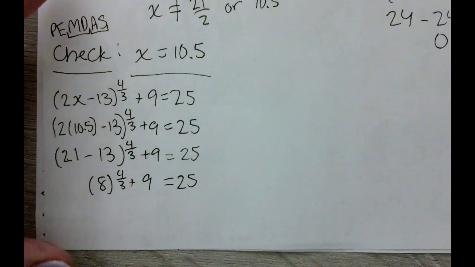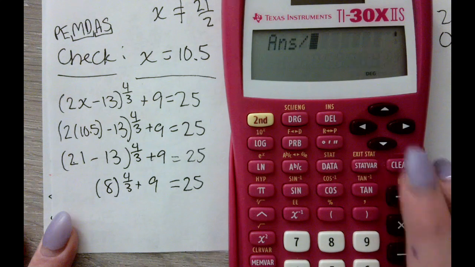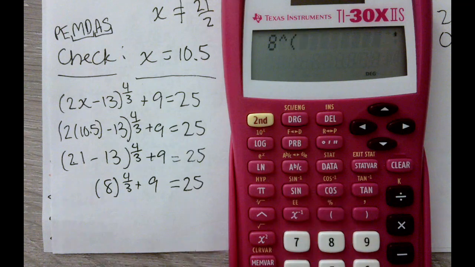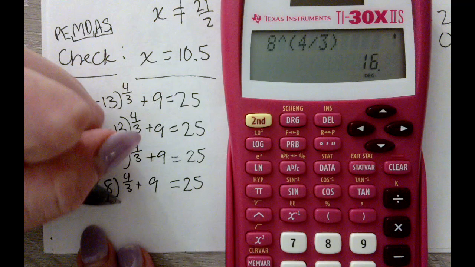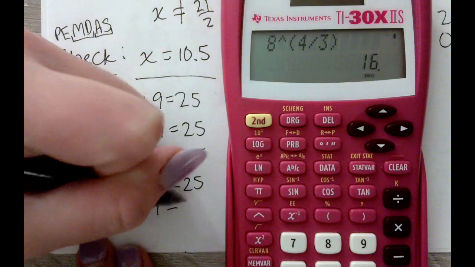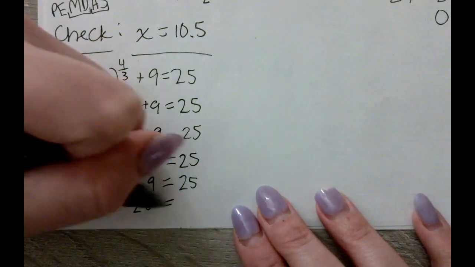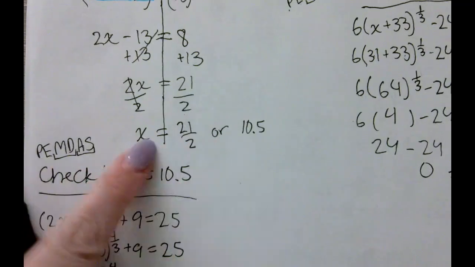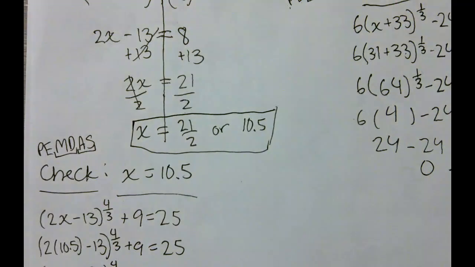Calculator for the exponent. Exponent comes next. 8 caret, you have to use parentheses, 4 divided by 3. That's 16. 16 plus 9 is 25. So it worked. My answer is right. Again, you can use either of these, so I'm just going to put one big box around here. You don't have to write both. Write one of them down, whichever one you want to use.